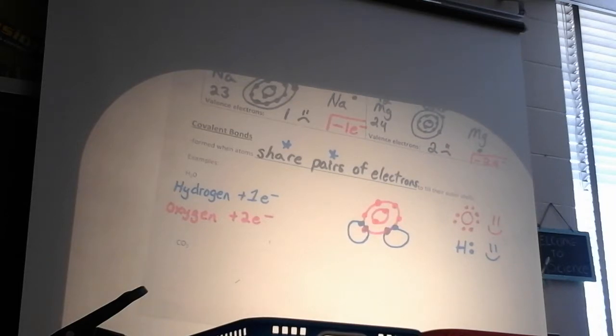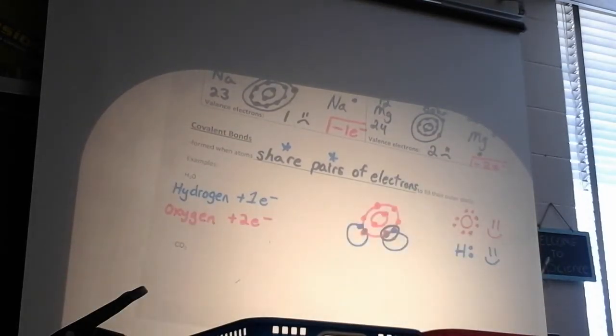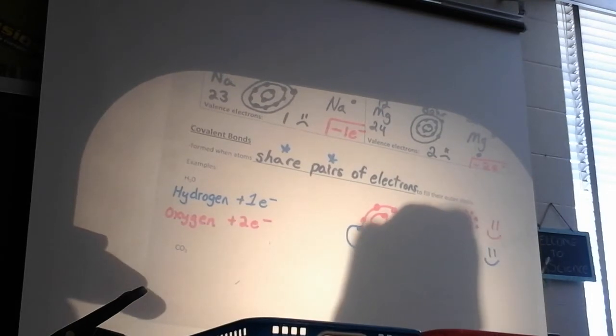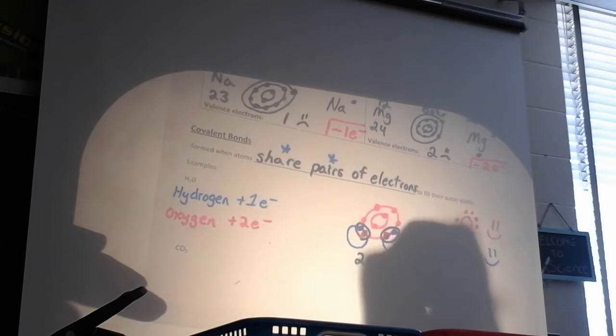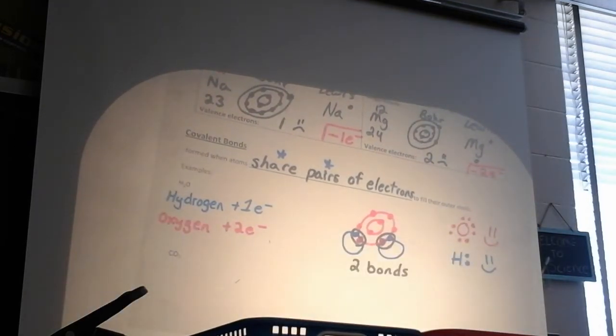All right. In order to make the oxygen and the hydrogen happy, how many bonds did we have to make? 2. Very good. Here's one bond. Notice they're sharing a pair of electrons. Here's another bond. They're sharing a pair of electrons. So we've created 2 covalent bonds here in our water molecule.